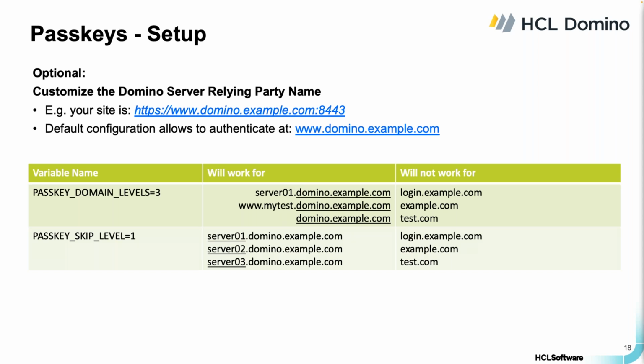Just for clarity here, an optional step is your choice to configure passkeys to work on more than just one site. There are two variables that define to which scope the passkeys would be valid. For instance, there are situations where you not only have an internet site named server01, but you also may have www.mytest followed by the domain extension. So if you want the same passkey to work on both, this is the configuration you can apply.